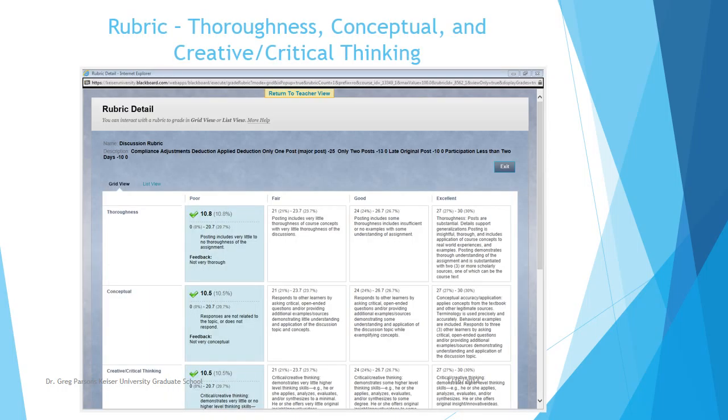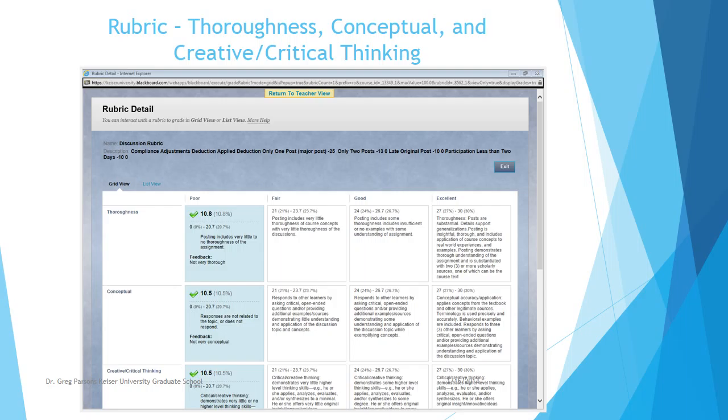This is new, so this is built into the class, and what is represented here is the individual categories that I look at in terms of your post, whether it's thorough, whether it's conceptual, whether it uses creative and critical thinking. And then under each of those categories there are 4 different levels. It could be poor, it could be fair, it could be good, it could be excellent.